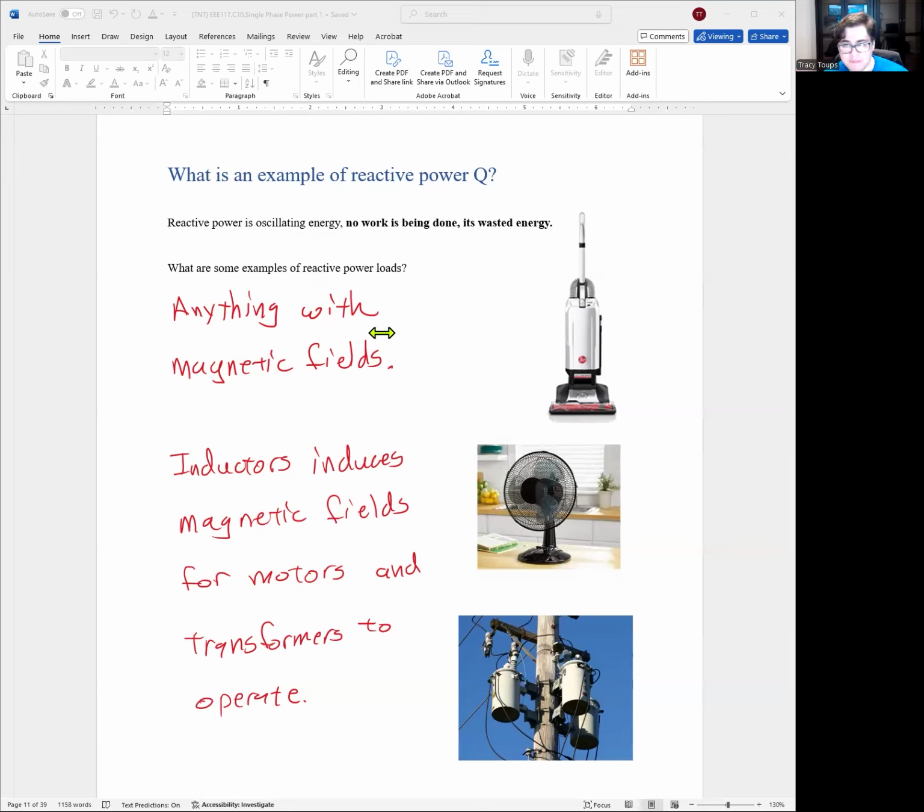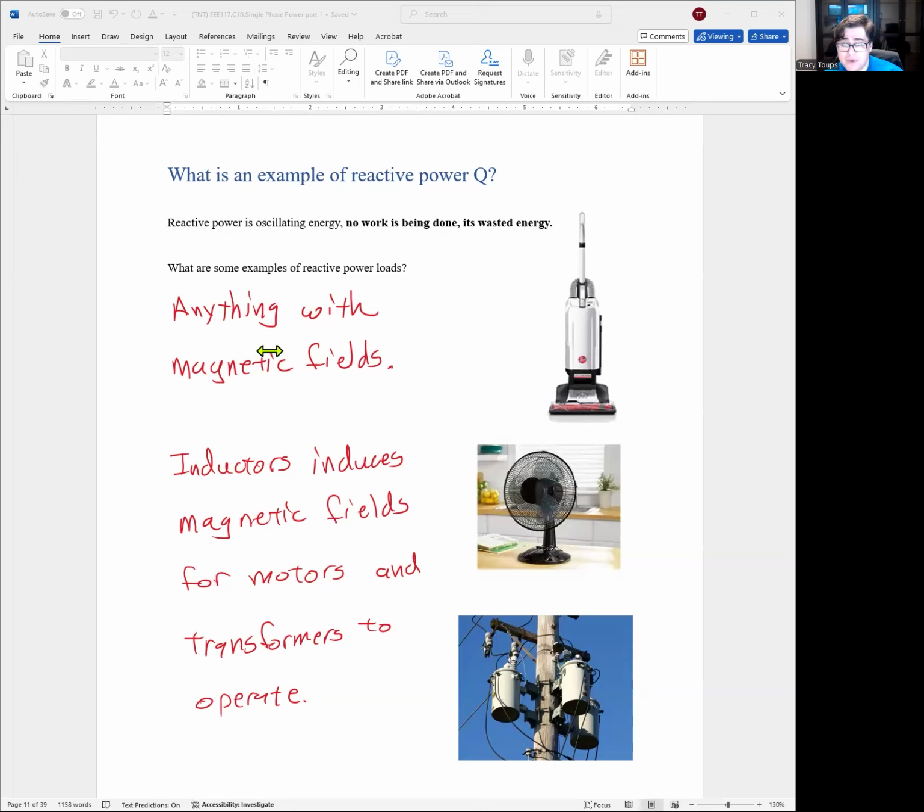We don't want reactive power on purpose. We try to avoid it as much as possible. Unfortunately, it's part of the world. We can't get away from it. Any rotating machinery in your house, like this fan, this vacuum cleaner, anything that spins, HVAC, it's a motor, and motors have magnetic fields. Anytime you have a magnetic field, it's a giant inductor. You're going to have to charge and discharge that magnetic field. So inductors create magnetic fields for motors and transformers to operate. This is your pole-mounted transformer outside your house. All three of these take reactive power.